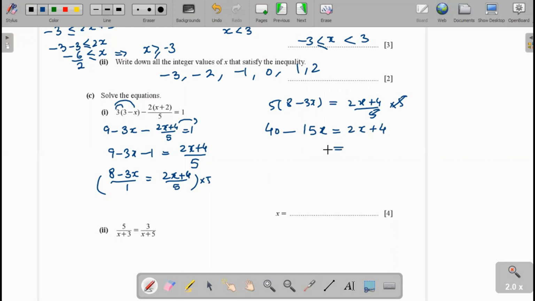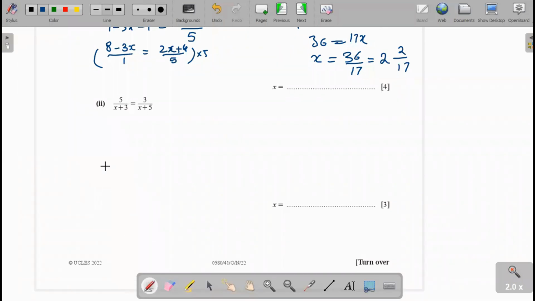Now 15x is shifted from the left to the right side, so that is equal to 2x plus 15x, and that is equal to 40 minus 4, which is 36. 17x equals 36, so x equals 36 over 17. Now this can be written as a mixed fraction: 17 times 2 is 34, so the answer is 2 and 2 over 17.